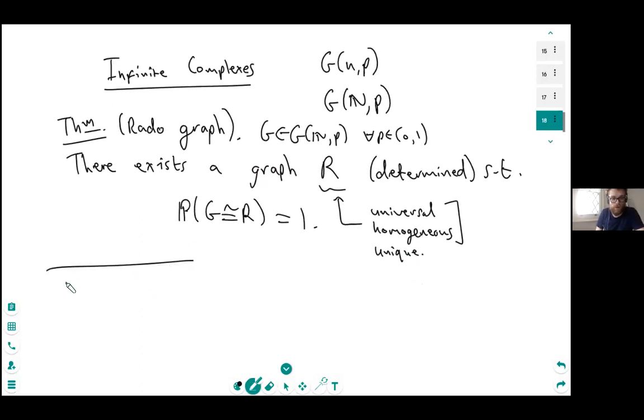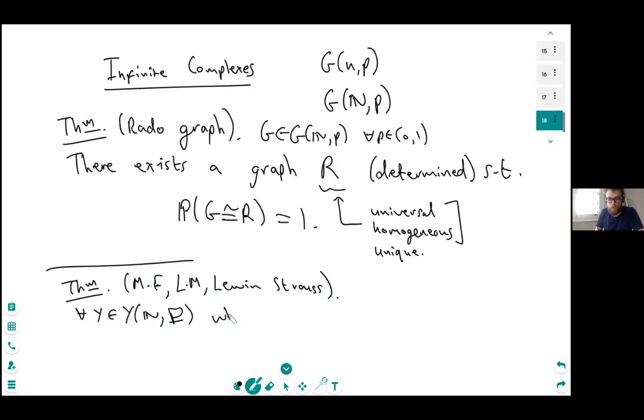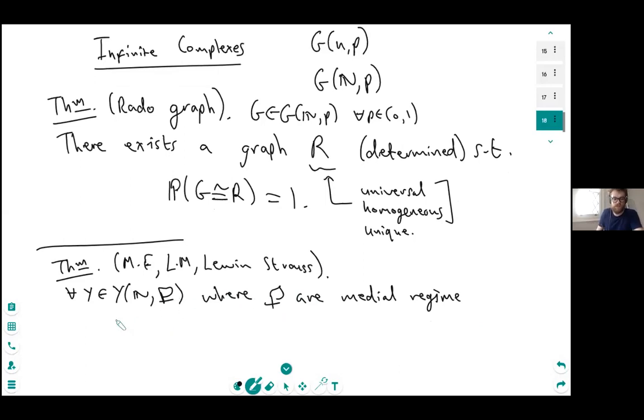So what am I going to do for random simplicial complexes? This is joint work with Michael and Lewin Strauss. We say that for any Y in Y(naturals, p), where these p are in the medial regime, so they're all uniformly bounded above and below by something, there exists a complex X such that for any such random simplicial complex, the probability that Y is isomorphic to X is equal to one.